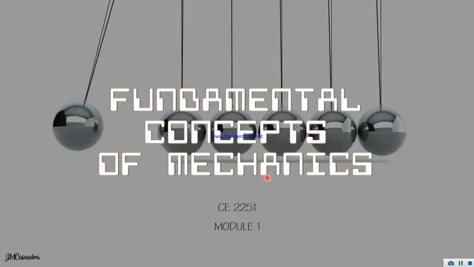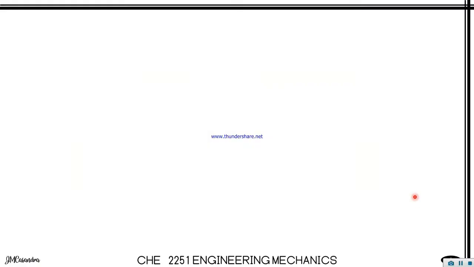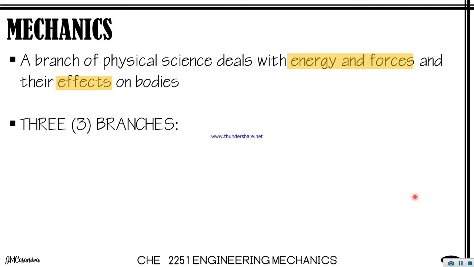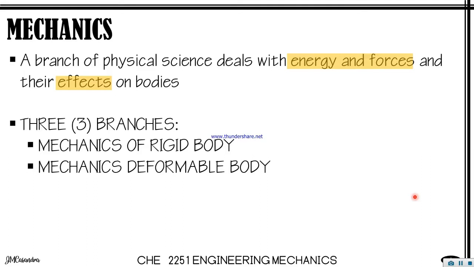Good day. Today we're going to discuss Module 1 of CHE 2251, which is the fundamental concepts of mechanics. So to start off, we define mechanics as a branch of physical science that deals with energy and forces and their effects on bodies. There are three branches of mechanics, namely mechanics of rigid bodies, mechanics of deformable bodies, and fluid mechanics. So for this subject, we'll only be focusing on the mechanics of rigid bodies.